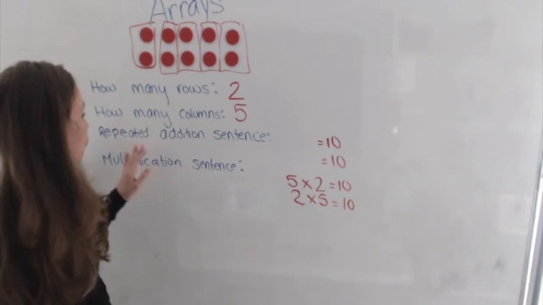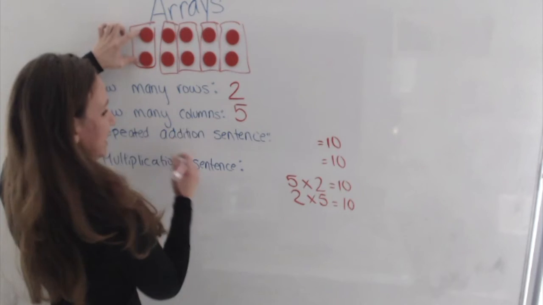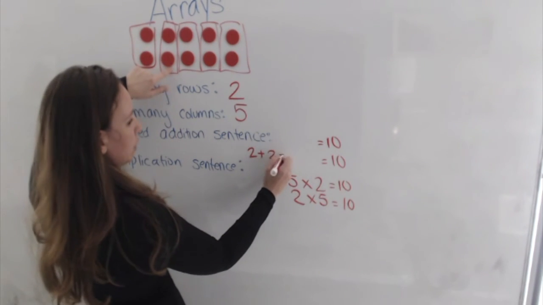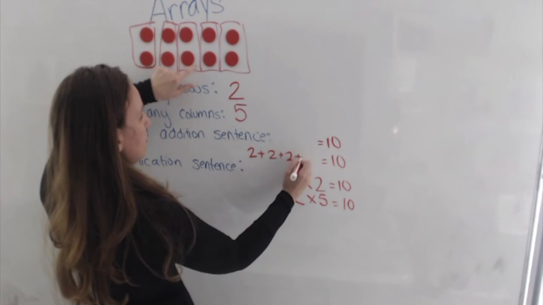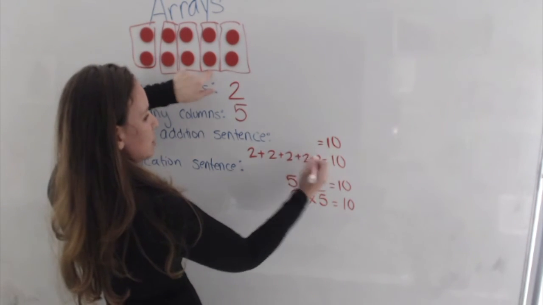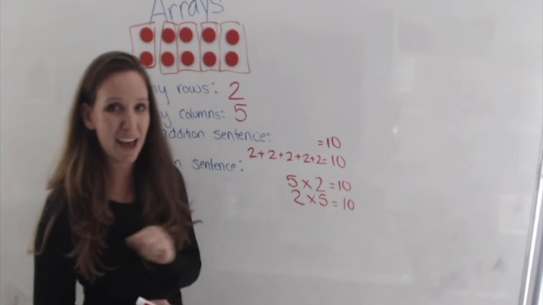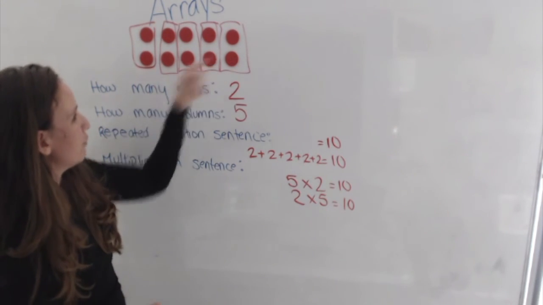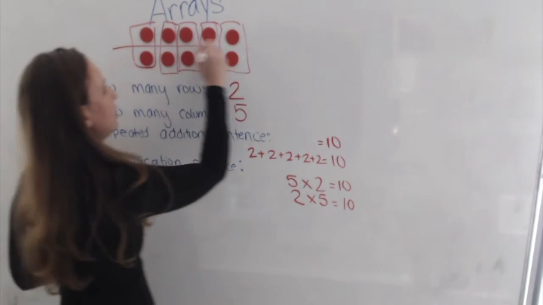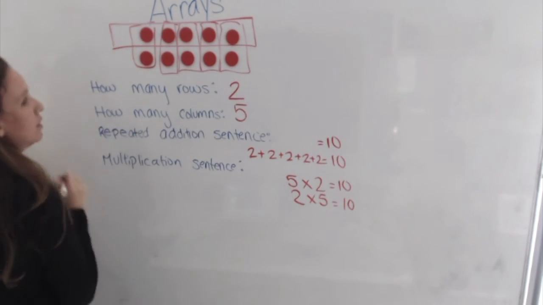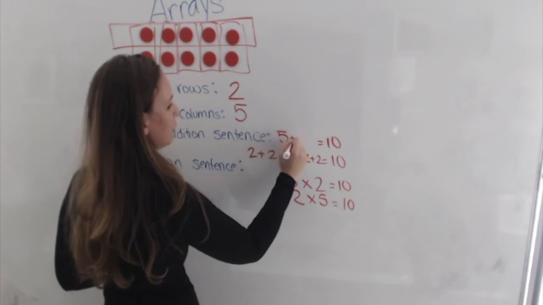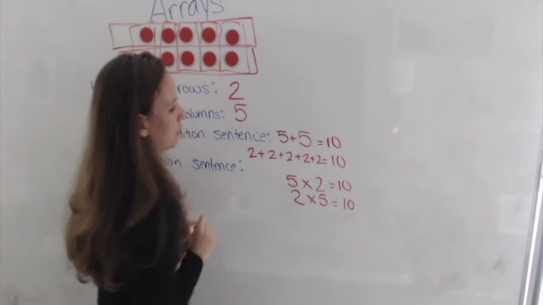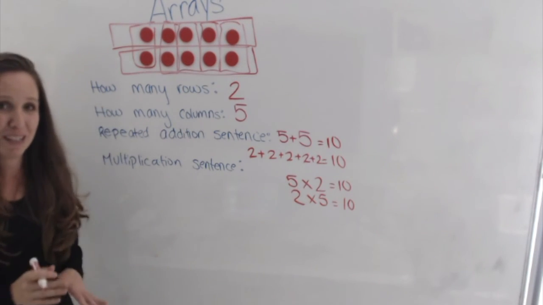But for my addition sentence, my repeated addition, I can add 2 plus 2 plus 2 plus 2 plus 2. How many 2s did I have here? 5 of them. 1, 2, 3, 4, 5. Or I could have had, let's make my boxes the other way, 1 box of 5 plus another box of 5. So those are my 2 repeated addition sentences.